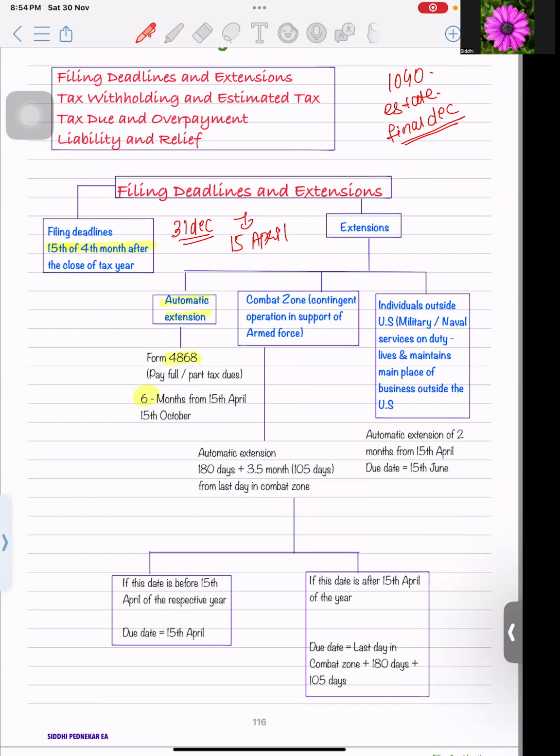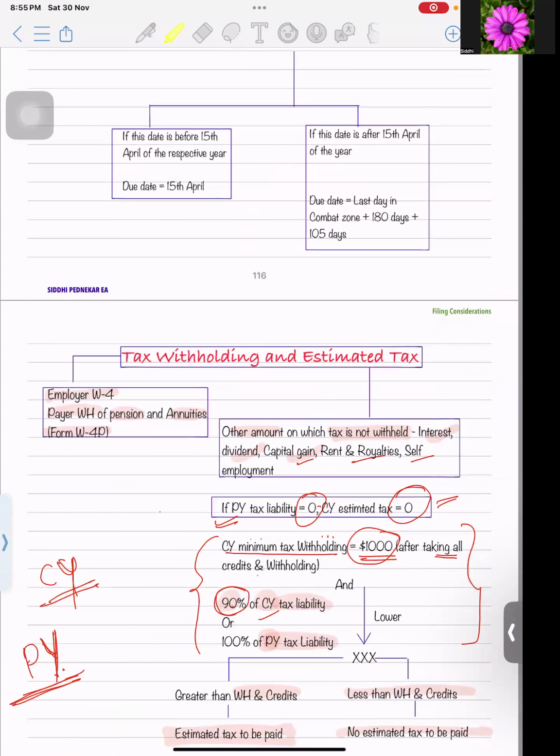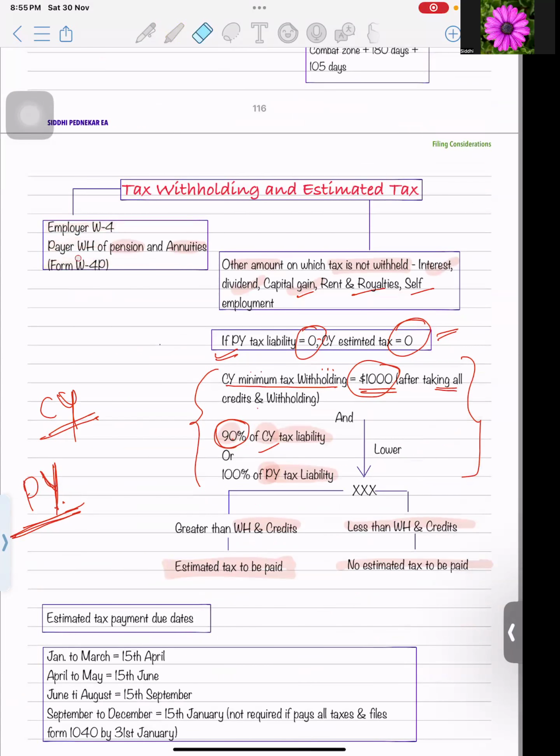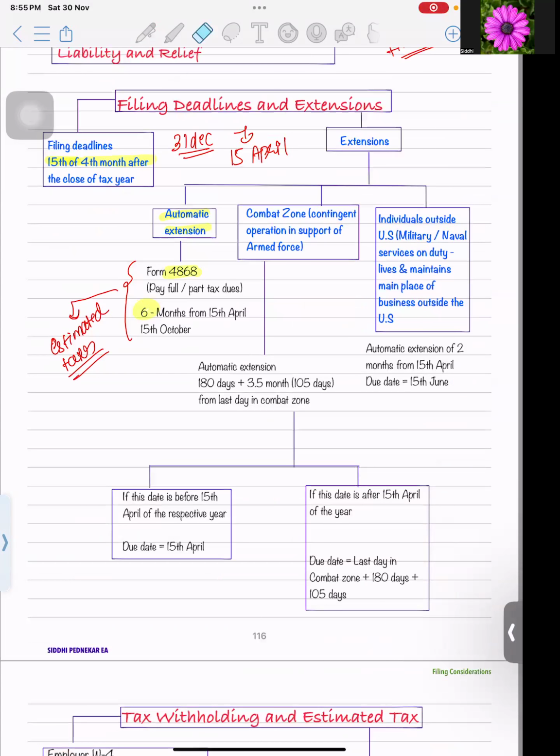Now, before filing your extension, you have to pay all your estimated taxes. Okay, estimated taxes. In this chapter, we are going to understand how to calculate the estimated tax liability. There will definitely be one calculation question based on that. In the next page, you will see the calculation part, but before going to that, let me explain this thing.